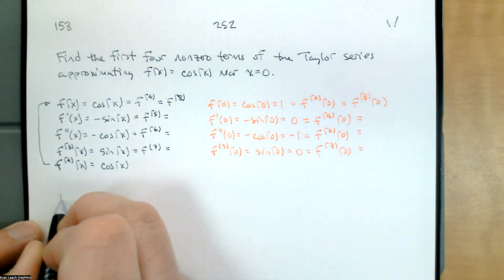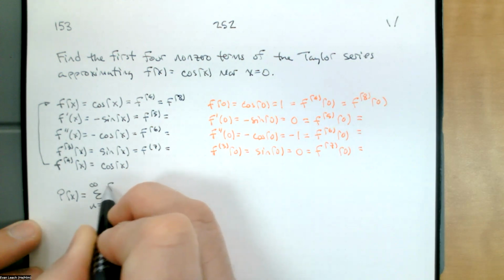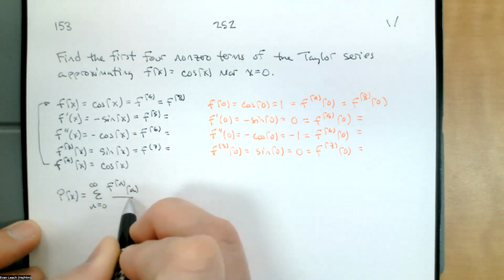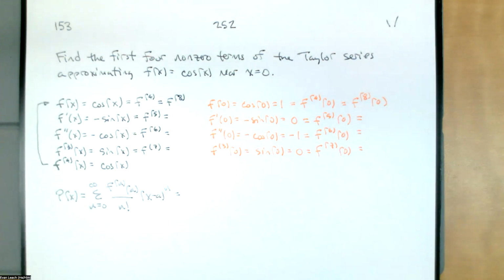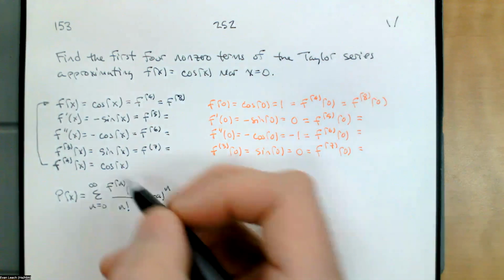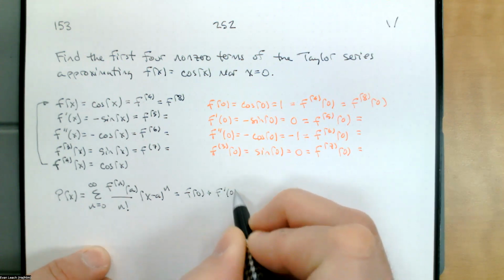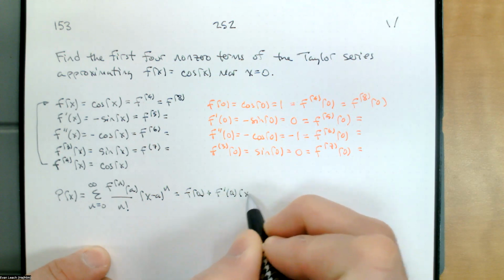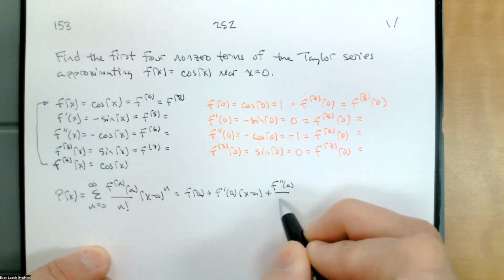Remember our formula for a Taylor series is a sum as n goes from 0 to infinity of the nth derivative evaluated at a divided by n factorial times x minus a to the n. In this case, a is 0. Our function is cosine. When we're finding all these derivatives, we're just figuring out the numerator of the coefficient in the general term of our Taylor series. So we start with f of 0, and then f prime of 0 times x minus a.